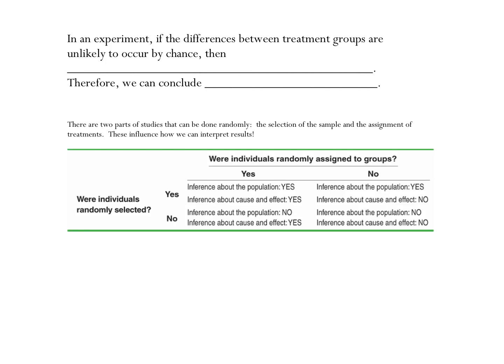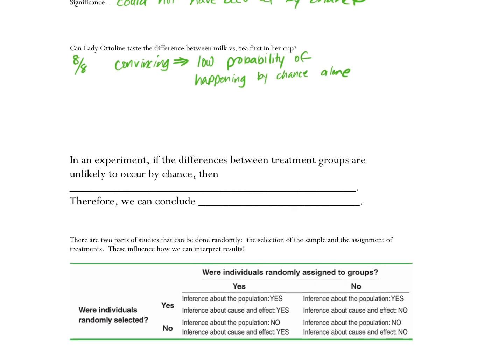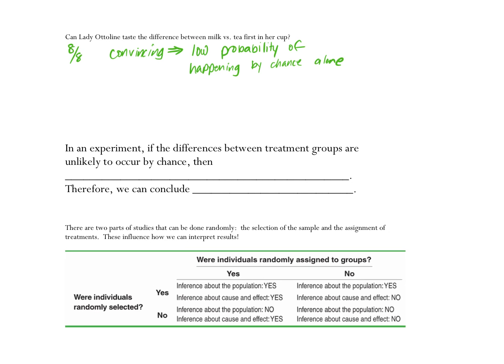All right, so essentially, we talked about the tea lady yesterday, and what convinced us was the fact that she guessed them all correctly, and the chances of her doing that by chance alone are really, really small. Okay? So in an experiment, when we see differences in our treatment groups that are unlikely to occur by chance, then we can say those differences occurred as a result of the treatments.